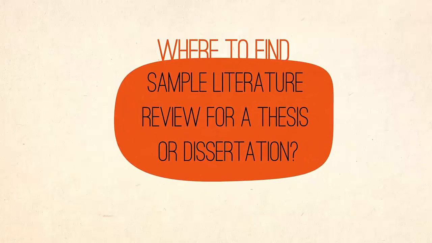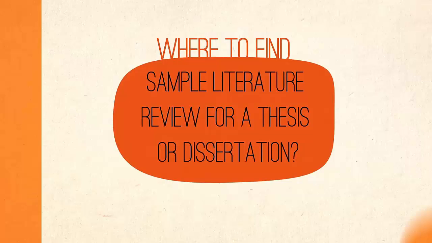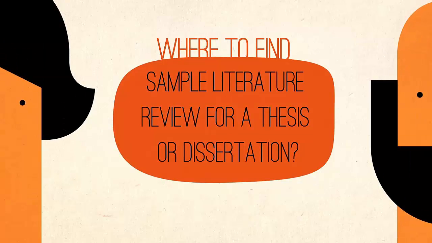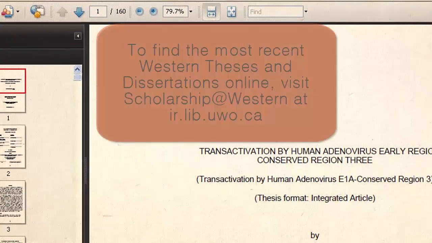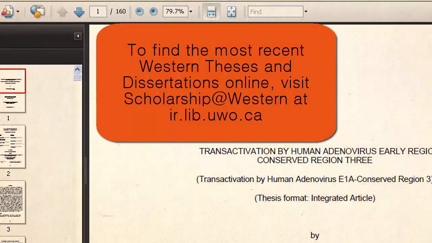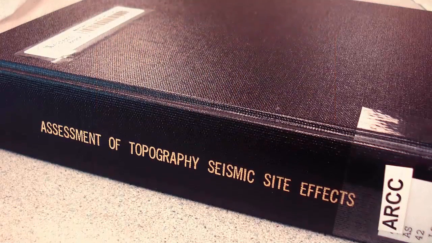If you'd like to see a sample literature review for a thesis or dissertation, ask your advisor or colleagues, or use one of the library's theses databases to find examples from Western and other universities. The library also has print copies that you can sign out.